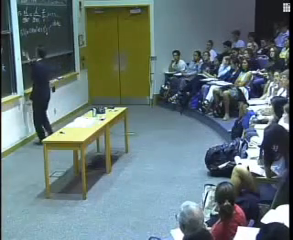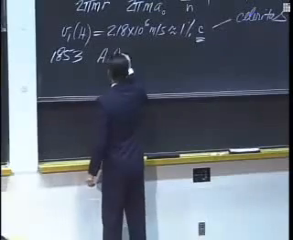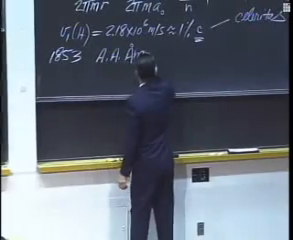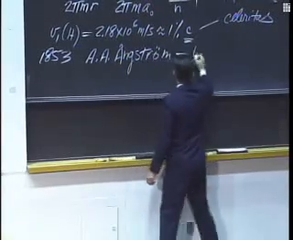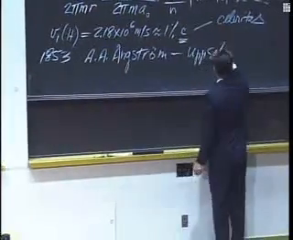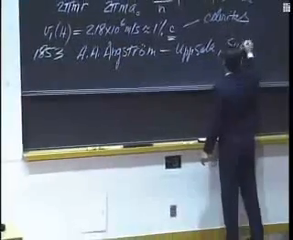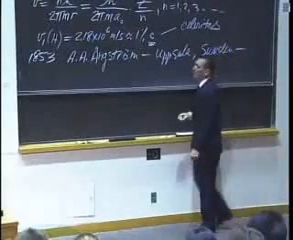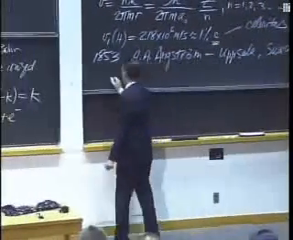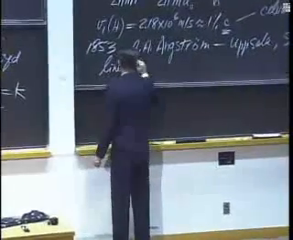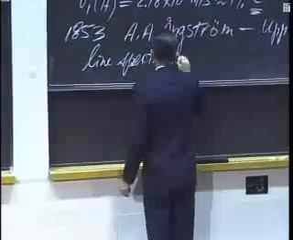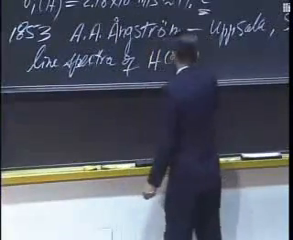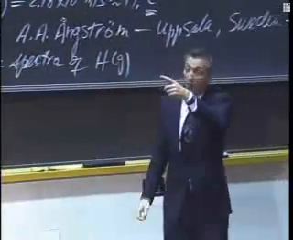So let's get Ångström up on the board here, since he did the work. 1853. He was at Uppsala in Sweden. So he measured the line spectra of atomic hydrogen. By the way, your text has a glaring error.